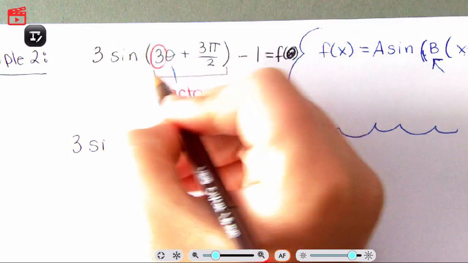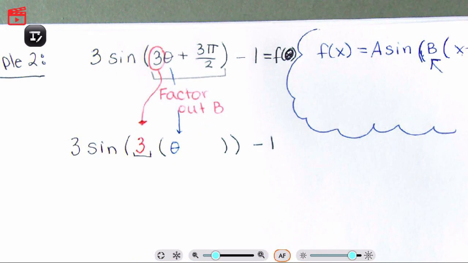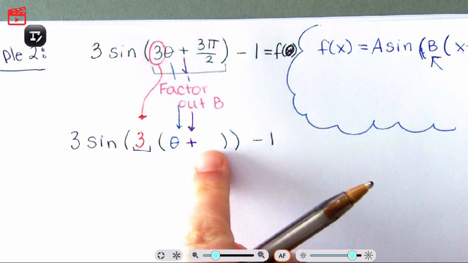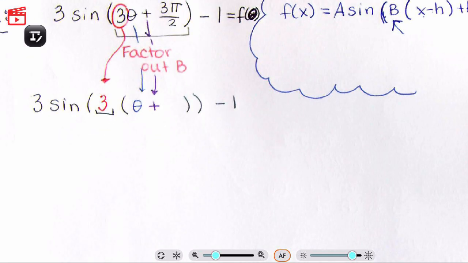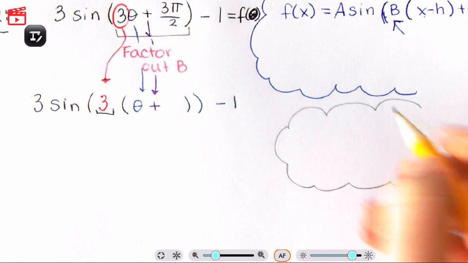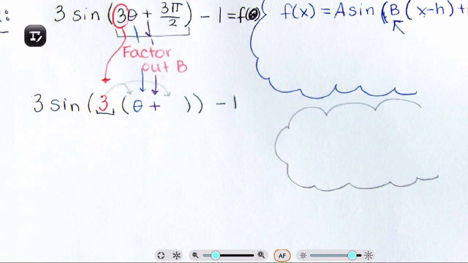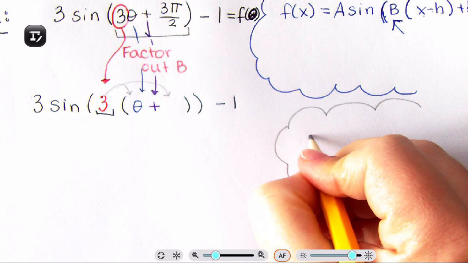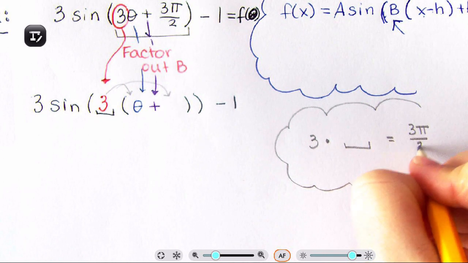This 3, whatever this number in front of theta or in front of x is, you're going to factor 3 out. Keep the sign, that stays. And so now we need to figure out what this number is. So I'm going to do that off to the side in a thinking bubble. What we are saying is when we distribute our 3, when we multiply, we will end up with 3 pi halves. So when I multiply 3 by something, I'm going to end up with 3 pi halves.